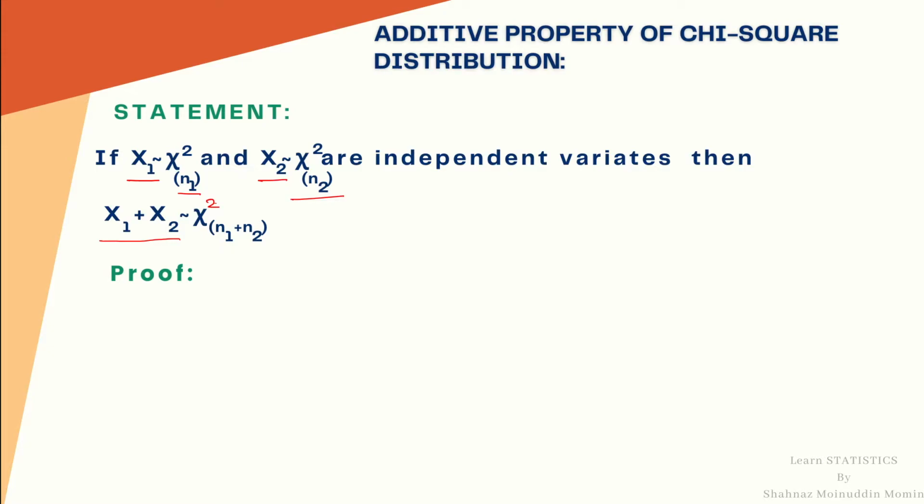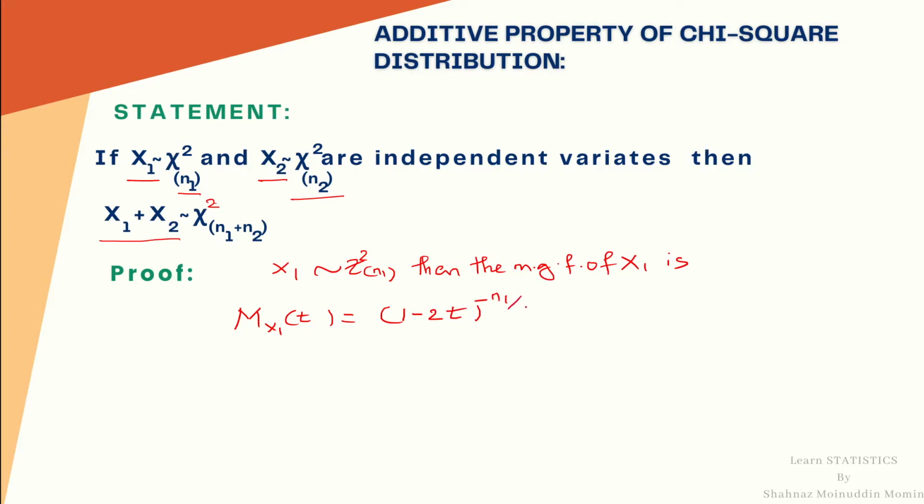We know that if x1 follows chi-square with n1 degrees of freedom, then the MGF of x1, Mx1(t), is equal to (1 minus 2t) raised to minus n1 upon 2. This is the MGF of x1.